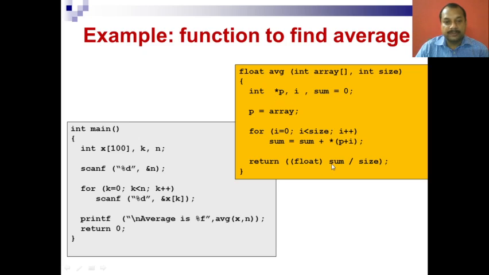Now during the division, since I am reading integer values and size is also integer, if I do not do this typecast, then the division will be integer division. So either I need to typecast, or I need to multiply it with 1.0, something I have to do. Or I can declare sum as a floating point number. So some conversion to floating point is required.